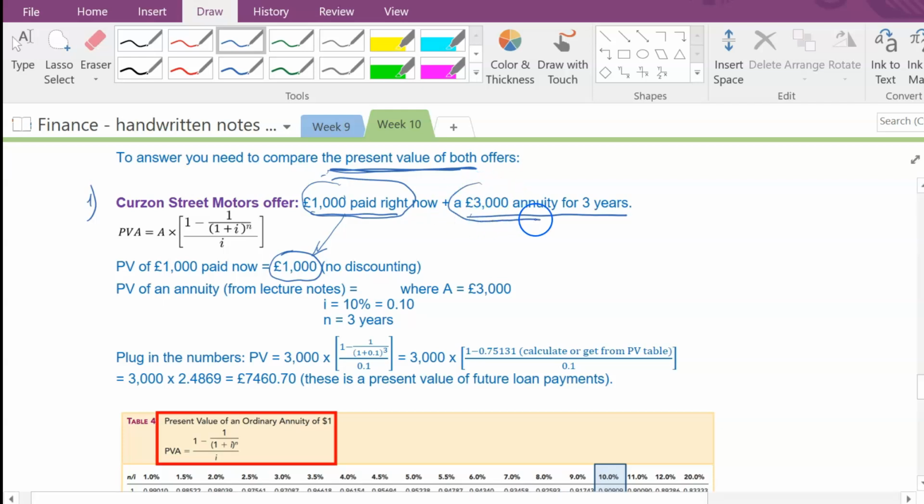We'll need to discount the other part, though, because it happens in the future. This is what we will do here. So this is the first part, no discounting. Second part is the annuity, with the discounting.